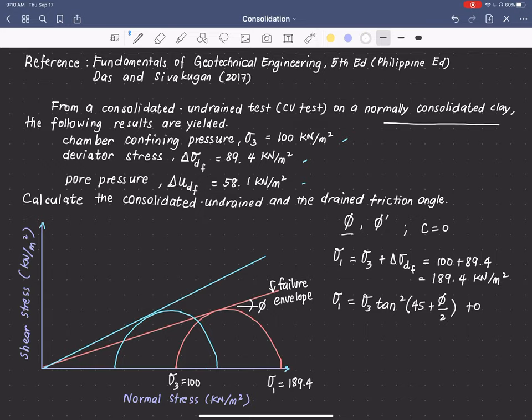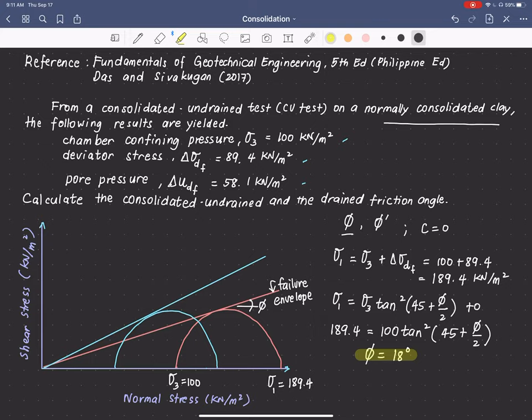And so from here, obviously, we have sigma sub 1 and sigma sub 3. The only unknown in this relation is the angle of friction. So if we substitute values, this is 189.4 equals 100 tangent square of 45 plus phi over 2. And from here, we can solve for the undrained friction angle of 18 degrees. Okay, so that is already the answer for the first question.